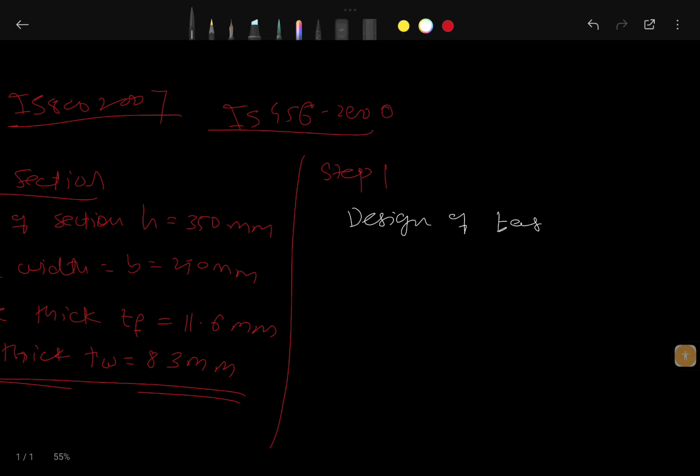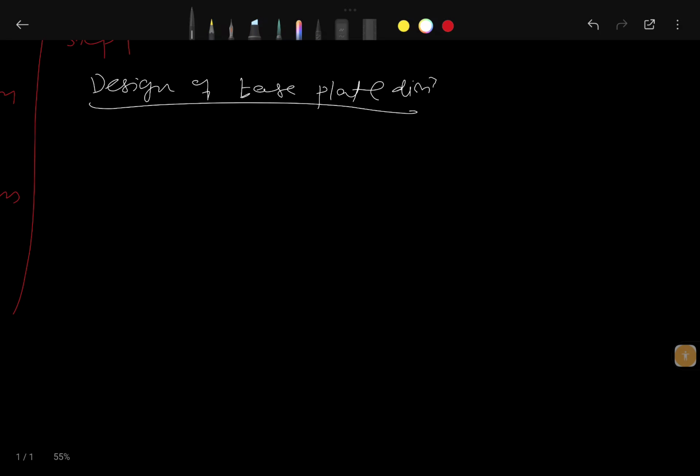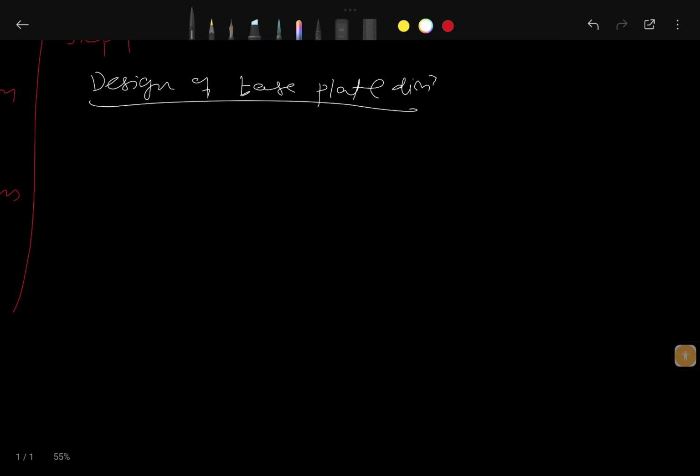Design of base plate dimension. In this base plate dimension, we need to find a plan. What is the length of our base plate and what is the width of our base plate?